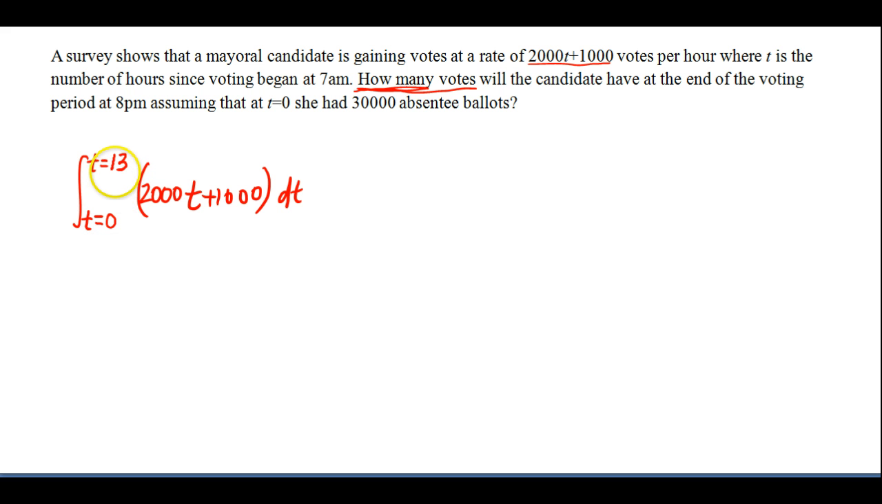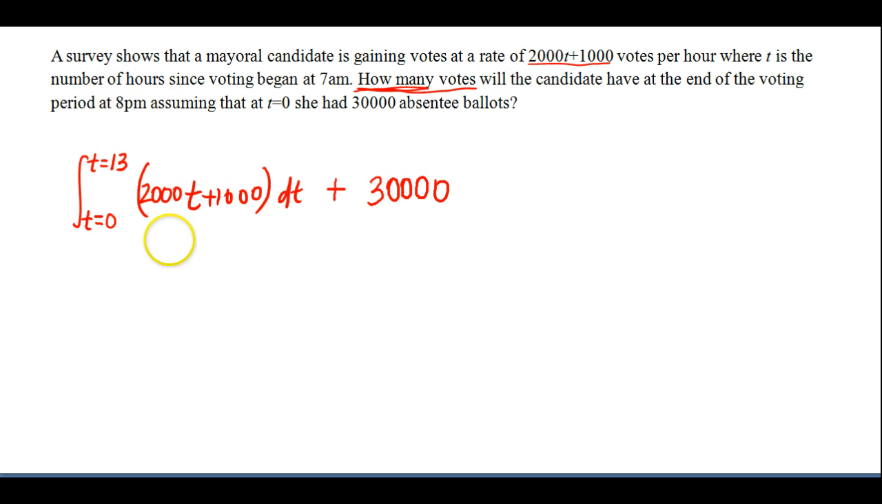So between 0 and 13 hours, this candidate is gaining votes at this rate of 2000t plus 1000 votes per hour. So here, this is the total number of votes that he or she has gained between 7 a.m. and 8 p.m. But they're telling us here that at time 0, she already had 30,000 absentee ballots. So what I'm going to have to do is add 30,000 ballots to the output of this integral to find that total quantity he or she has at the very end at 8 p.m.